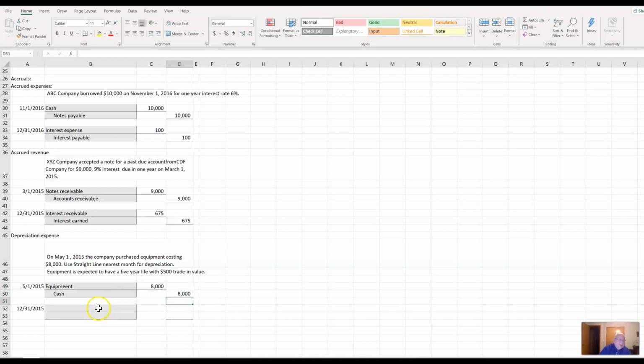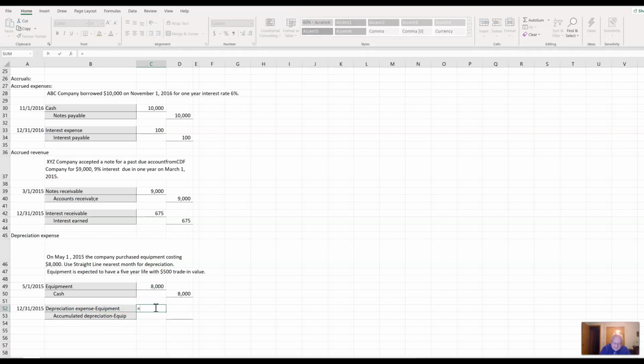Okay, and then our entry down here for the adjusting entry, remember it's depreciation expense. And that would be for the equipment. And this one is accumulated depreciation. And that's on equipment.